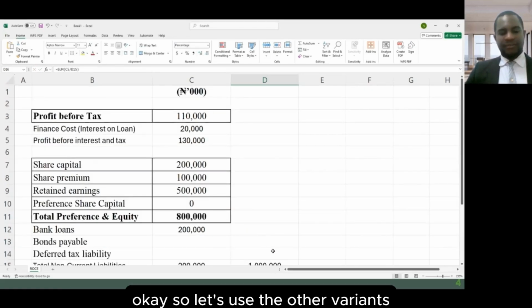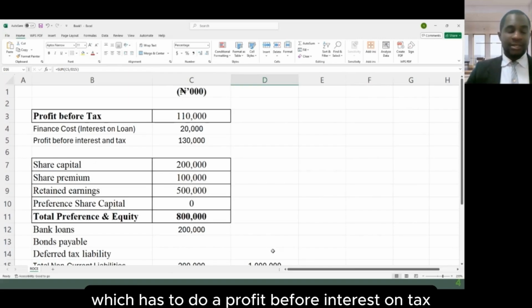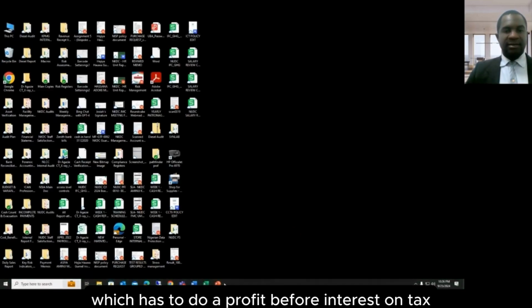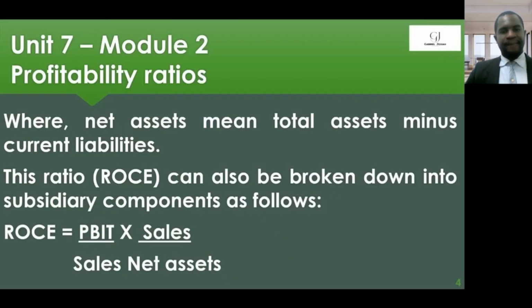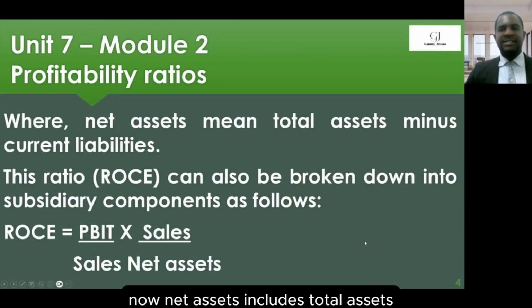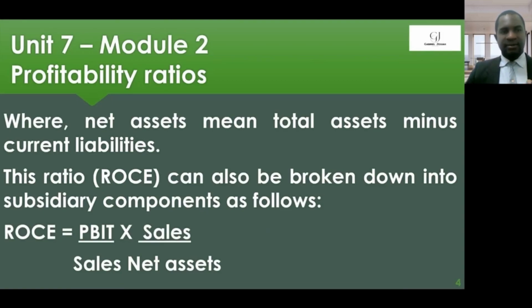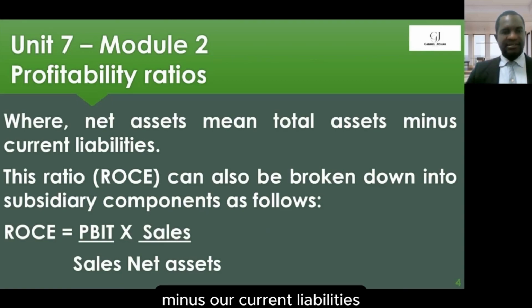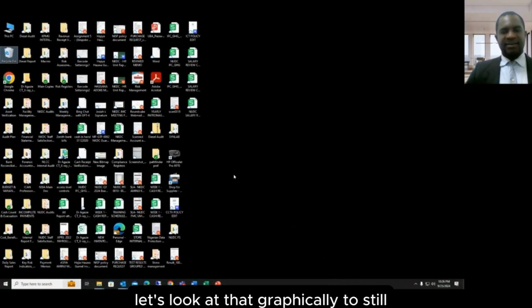Okay, so let's use the other variant, which has to do with profit before interest and tax, like we see here, divided by our net assets. Now, our net assets include total assets minus our current liabilities. Let's look at that practically.